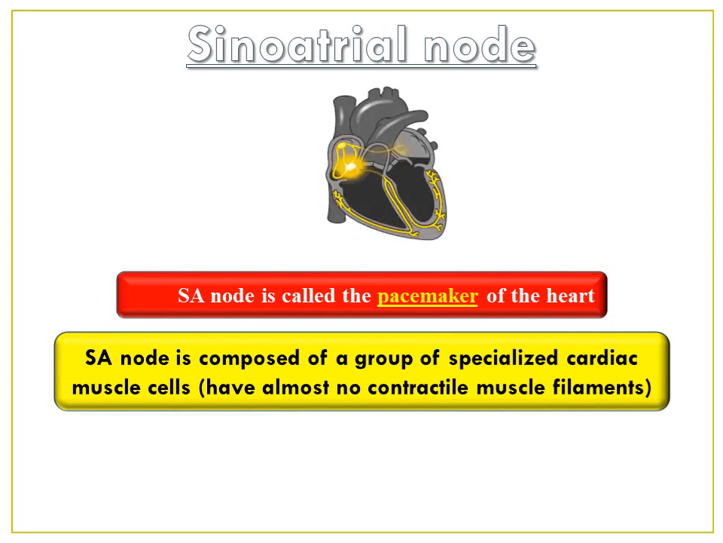Here comes the MCQ, or the question asks you: true or false. The SA node is composed of a group of neuronal cells, meaning nerves.